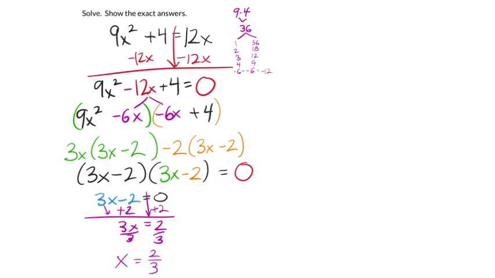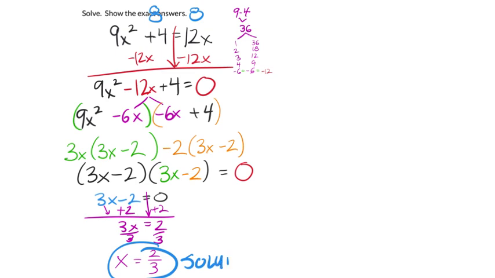Okay, so I'm going to test this in my calculator. I'm going to replace x with 2/3 right here. So I got 9 times 2/3 plus 4, enter, and it says on the left side we get 8, and then on the right side 12 times 2/3 also is 8. So it looks like we have found an actual solution.